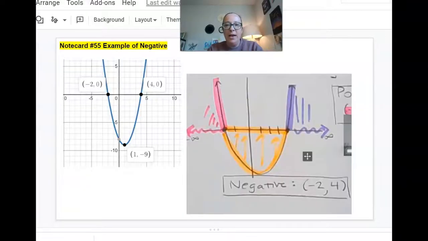All right, so here we go. The negative is the orange. Get your note card finished. We have one more note card that's going to have all of this together. It's like the culminating event of this section. So pause me and get note card 55 finished.